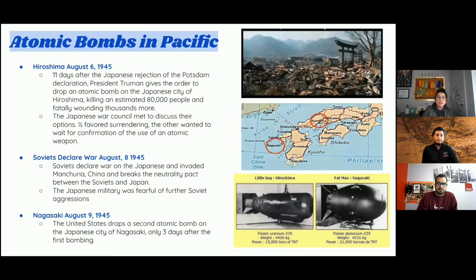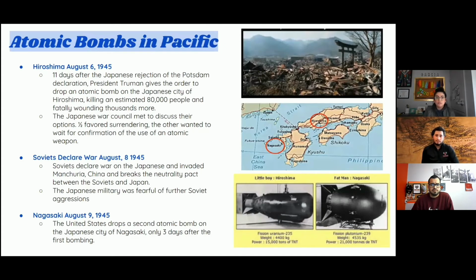Around half favored surrendering to the Allied powers. The other half wanted to wait for confirmation that it was an actual use of an atomic weapon. Remember, boys and girls, at this time, they don't have the same technology for communication that we do. They also don't really know what the Americans are doing and that they have these atomic tests. So they don't know, is it just a regular bomb? Is it an atomic bomb?